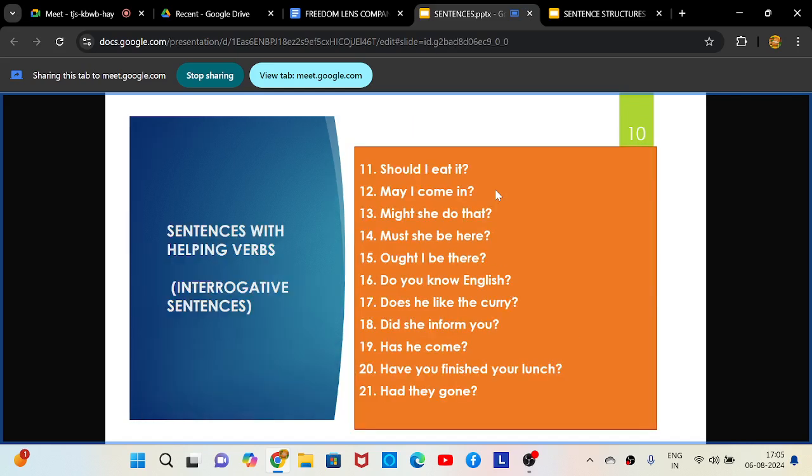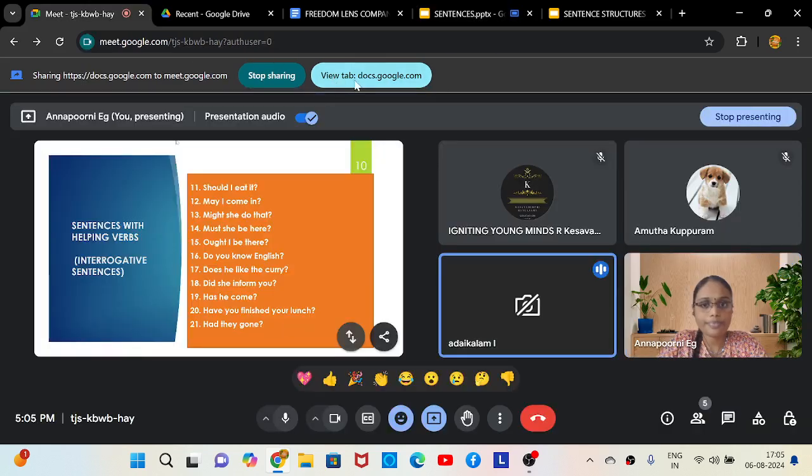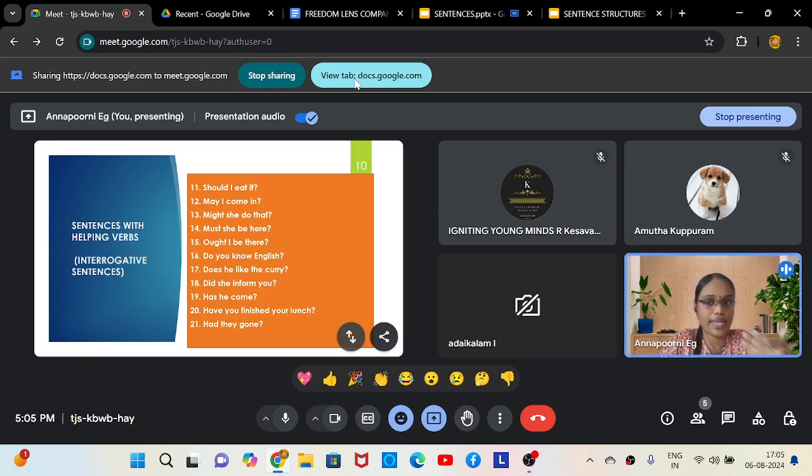Ma'am, sorry for the interrupt. Ma'am, I have one doubt. Can you tell the difference between the 11th one and the 13th and 14th ones? You mean 11, 13 and 14? No, ma'am. 11. Should I eat it? நான் இது சாப்பிடணுமா? That is the translation in Tamil, ma'am.